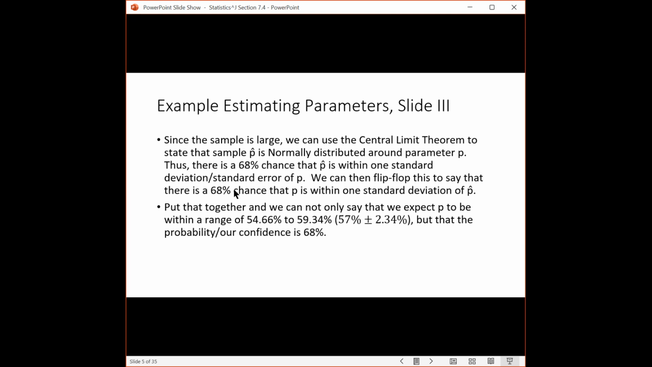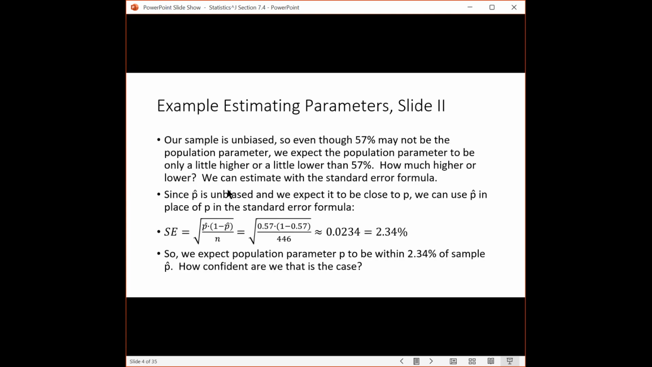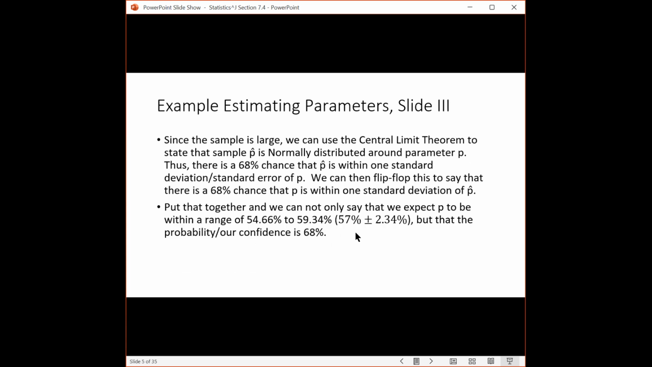All right, so if you put that together, what that tells us is that if we take that 57% plus or minus 2.34% from the previous page, the standard error stuff that we did on this page, we can assign a probability to that. We can say that we expect p to be within that range 68% of the time. Okay, so again, there was some magic that happened there.